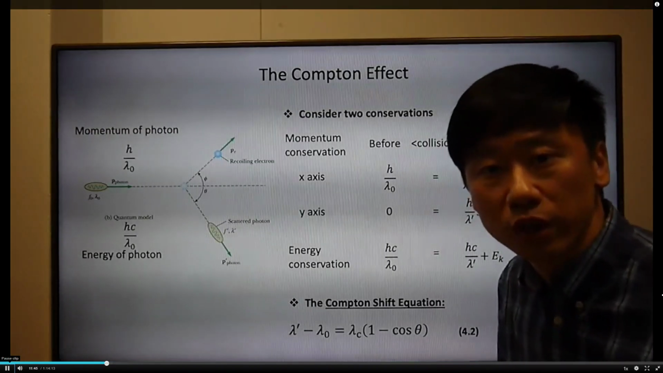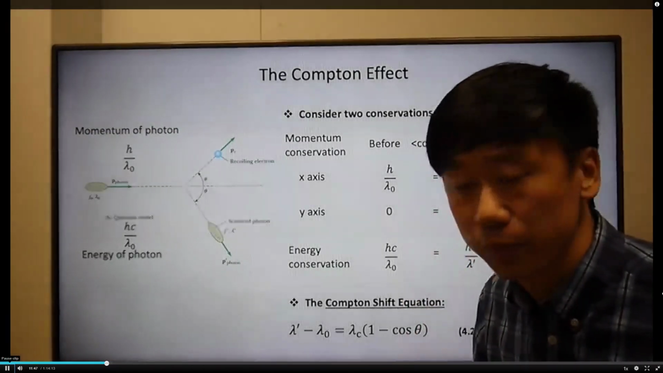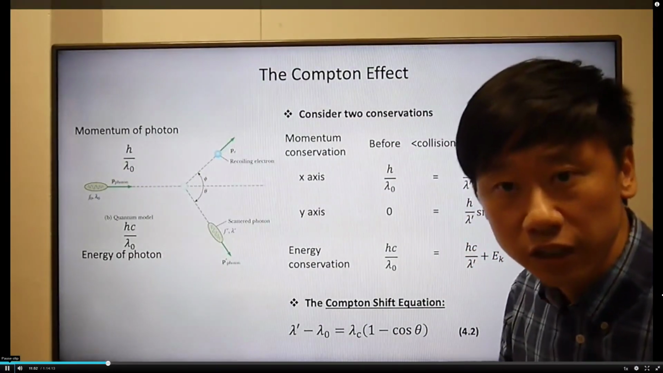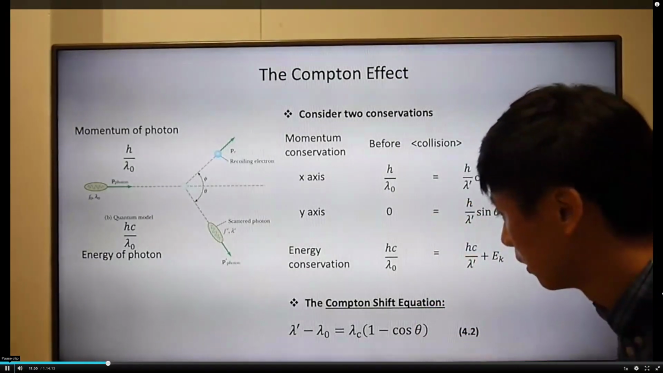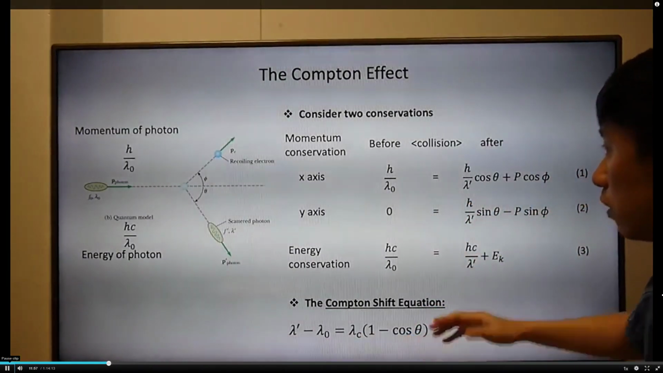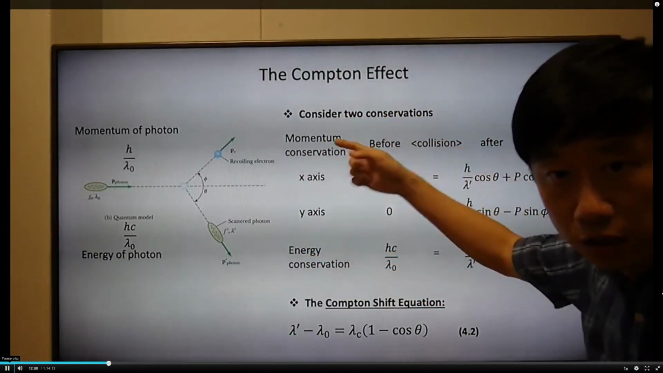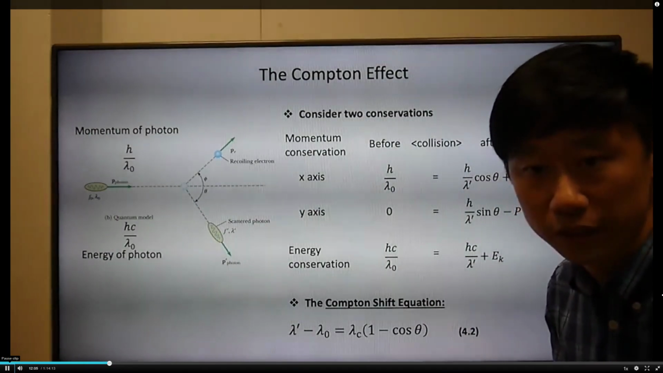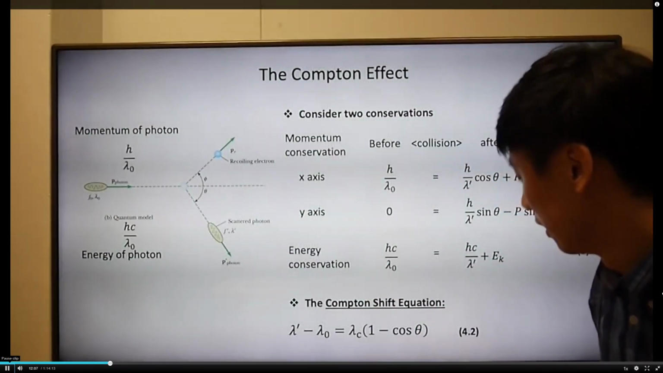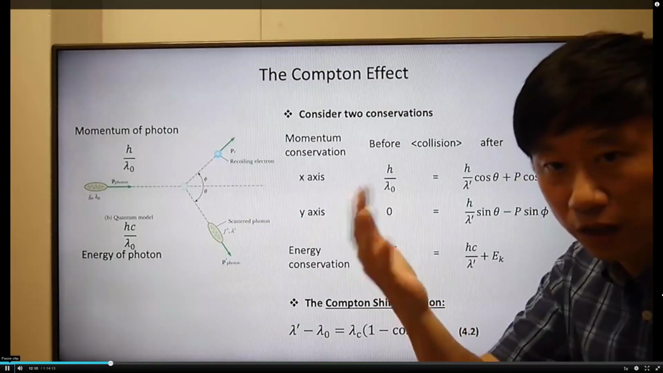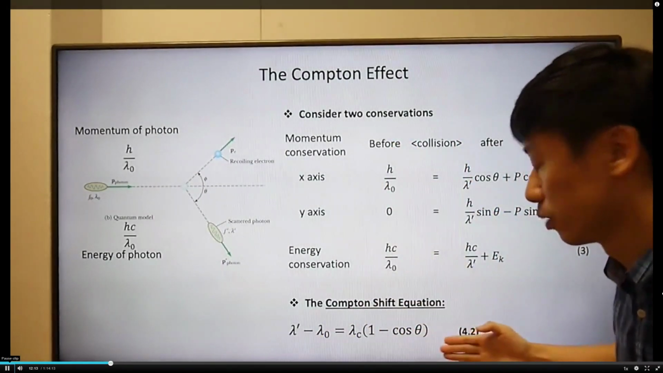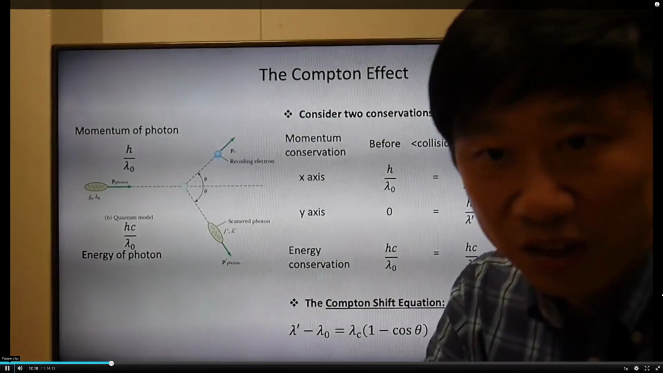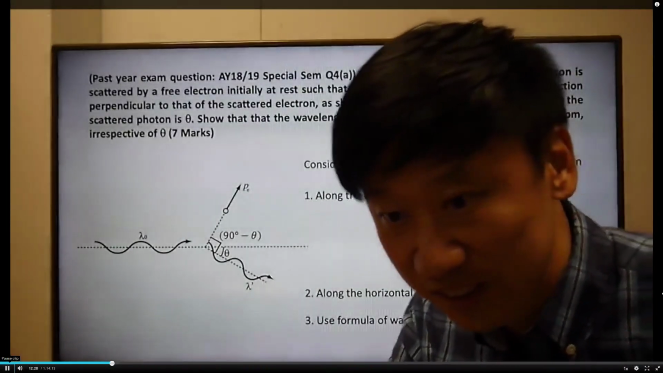I uploaded another PPT slide as a PDF file. So if you are interested in how you can derive this Compton shift equation from these two conservations, then please download it and take a look at the PDF file. Then you can follow how to derive this Compton shift equation. Okay, then let me ask you one simple question.